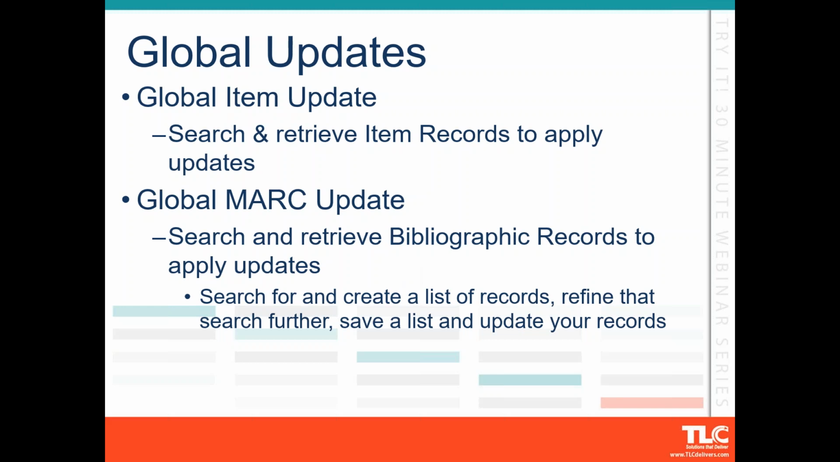What we will be talking about today is Global MARC Update, and this allows us to search and retrieve bibliographic records and to apply updates to them in batch. It is available within the CARL-X cataloging client, which we will take a look at in just a few moments.